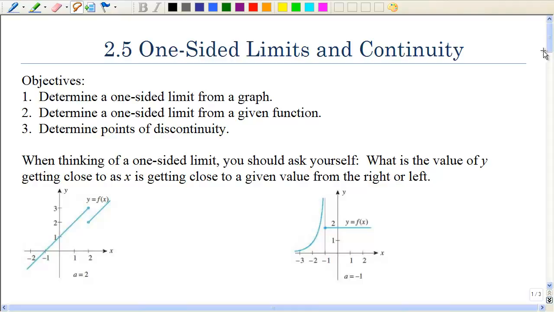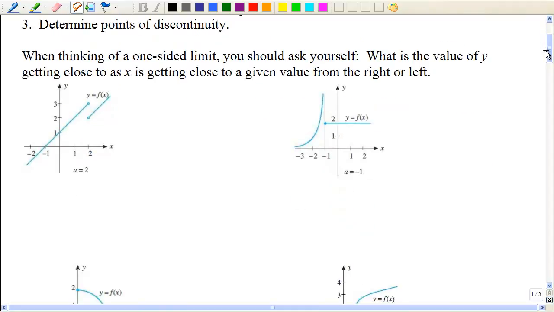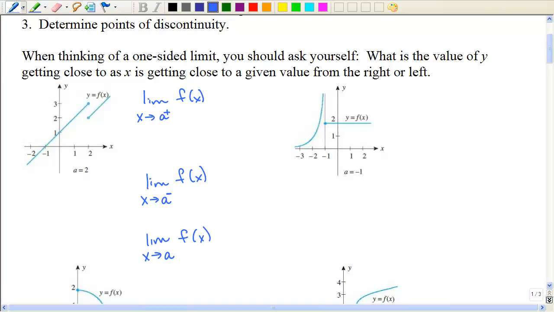But let's talk about those one-sided limits. All right, we have some different kind of notation. So on these first graphs, we are asked to find the limit as x approaches a from the right-hand side. That's what that little plus sign means, of f of x. Then we're asked to find the limit as x approaches a from the left-hand side. That's what the negative means. And then we're asked to find the limit as x approaches just a, which is what we did in the previous section. And so we have to look at the right and the left.